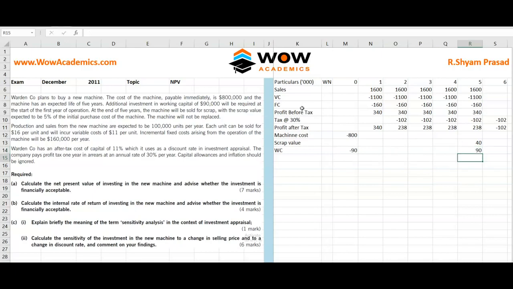But why is it released? Because they say the machine will not be replaced. As the machine is not replaced, the working capital will be released. So that's about the 90 here.